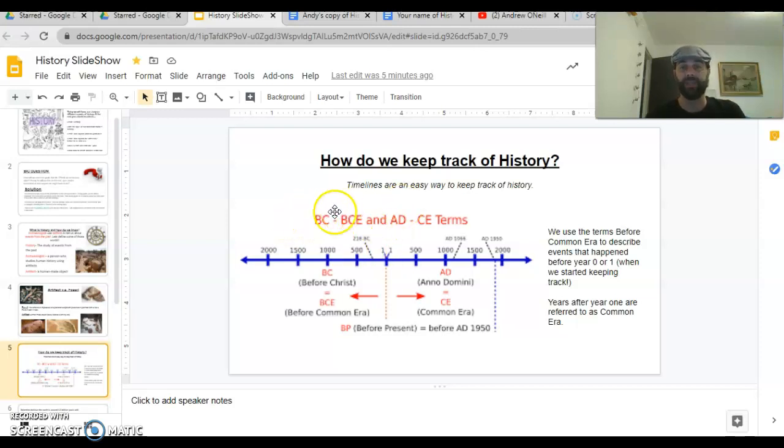But that's BCE, before Common Era. And then the older term used to be before Christ. And then we started keeping track of time at 0 or year 1. People started writing things down. People started keeping track. We believe it was Mesopotamians.